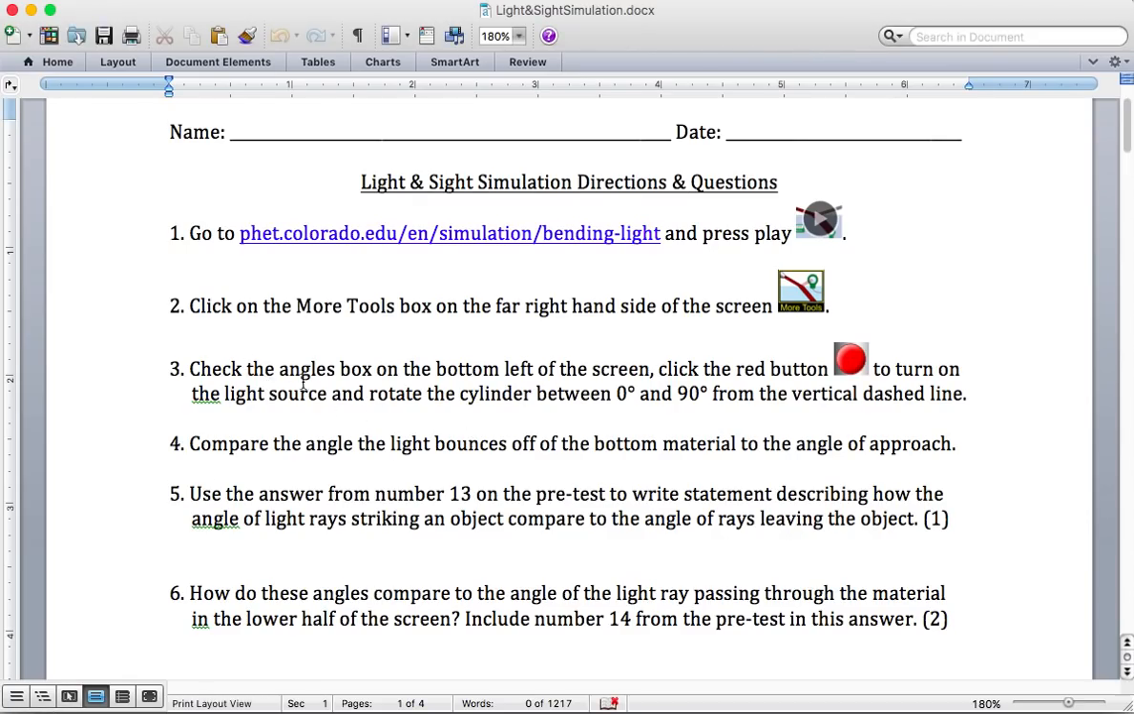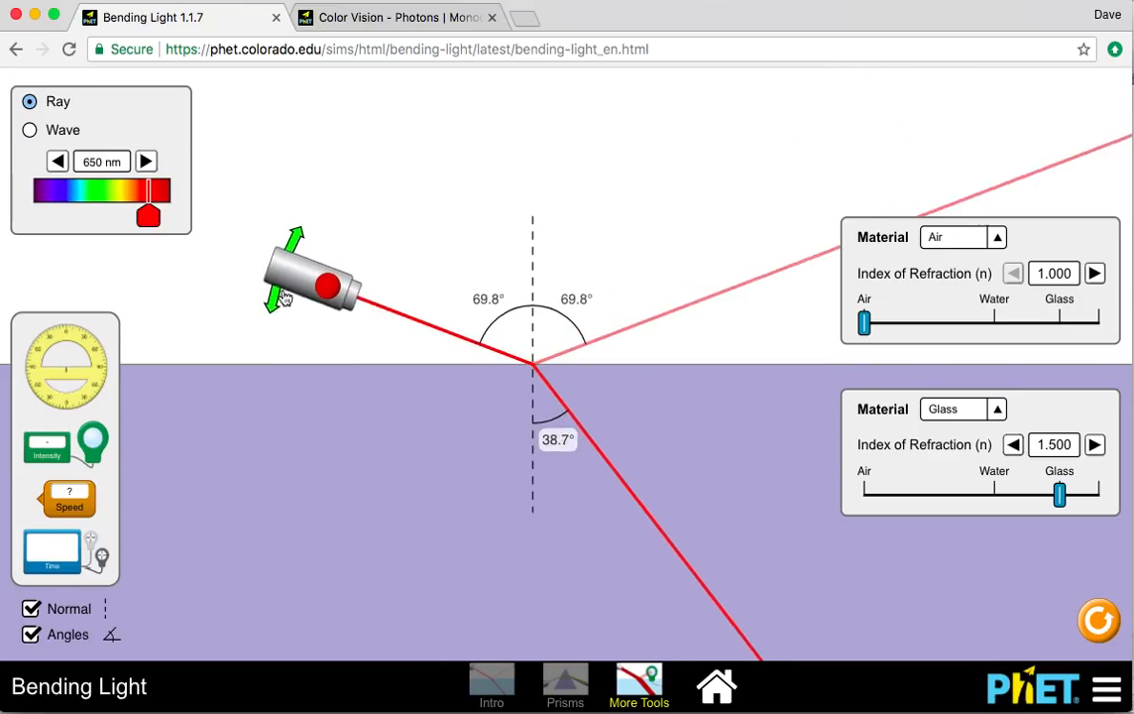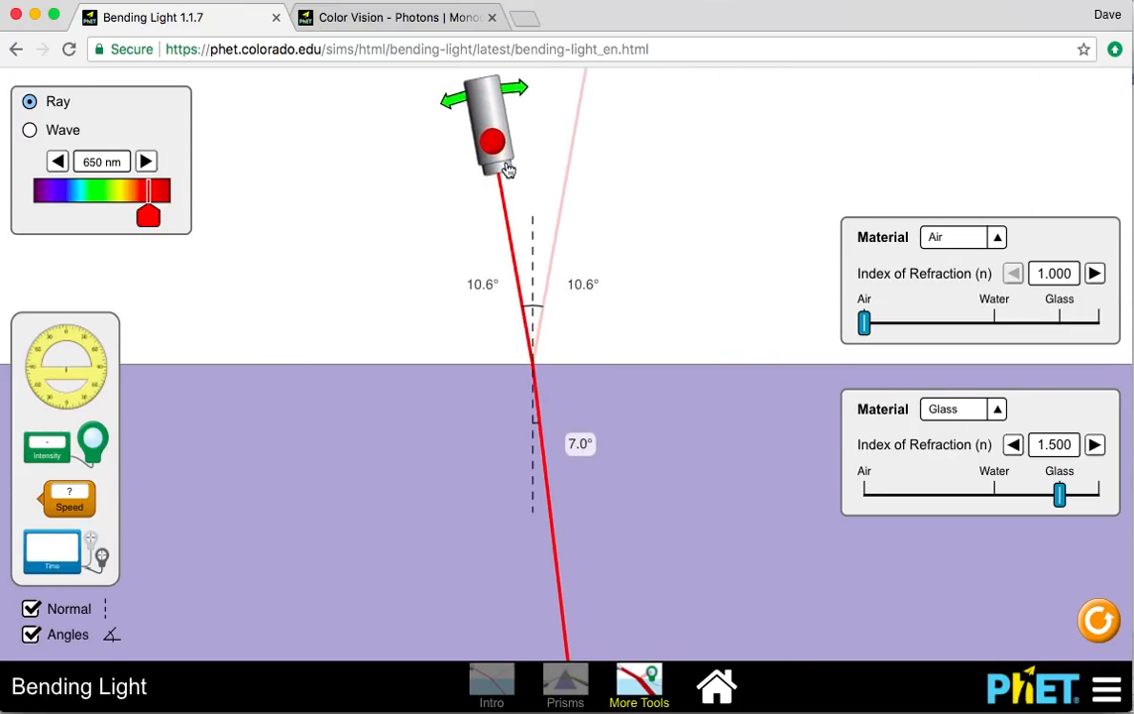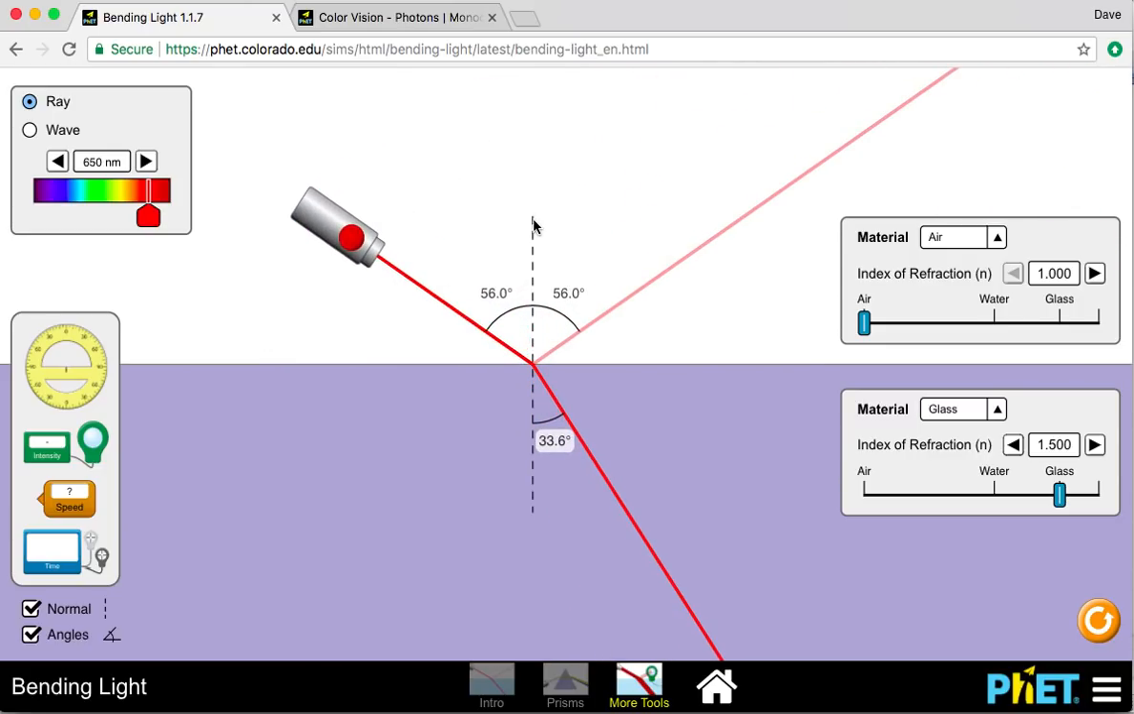Alright, so now what we want to do is check the angles box on the bottom left of the screen, click the red button to turn on the light source, and rotate the cylinder between 0 and 90 degrees from the vertical dashed line. So click the angles box, the red button, and just rotate this and make some observations. So this dotted dashed line, this is sometimes called the normal line. This is the line that forms a 90-degree angle with the surface.